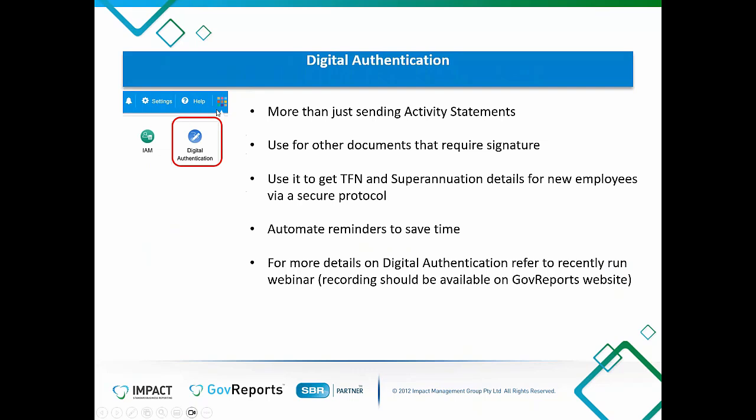When you click on the little coloured cube, sort of like a Rubik's cube, you have digital authentication. That's from your main screen. And it's more than just sending your activity statements. You can use it for all documents that require signature. I used it when we had the COVID. I sent all the documents that we had to do for getting COVID payments and declarations, all of that, through the digital authentication and got it back signed by the clients.